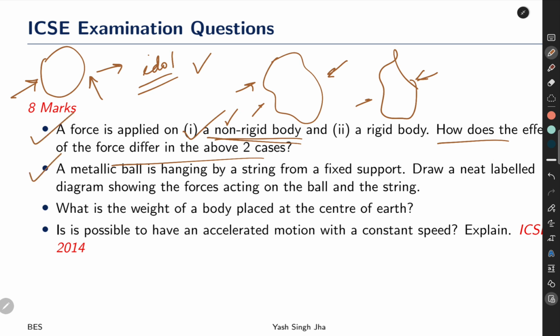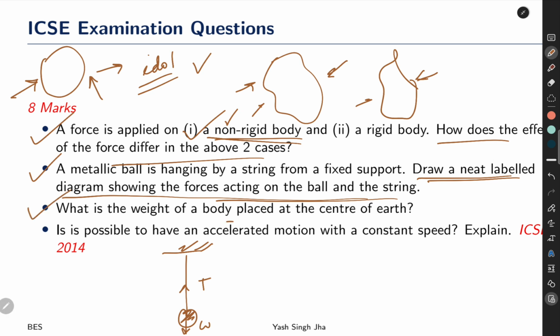Number two, a metallic ball is hanging by a string from a fixed support. This is the same question as that, a brass ball hanging from a cotton string. Draw a neat labelled diagram showing the forces acting on the ball and the string. There is a weight acting, there is tension. Weight of the brass ball acting downwards, tension pulling the ball upwards.